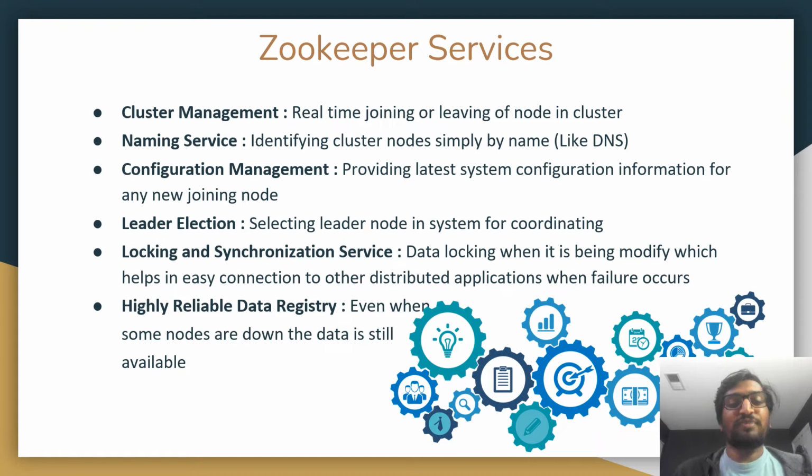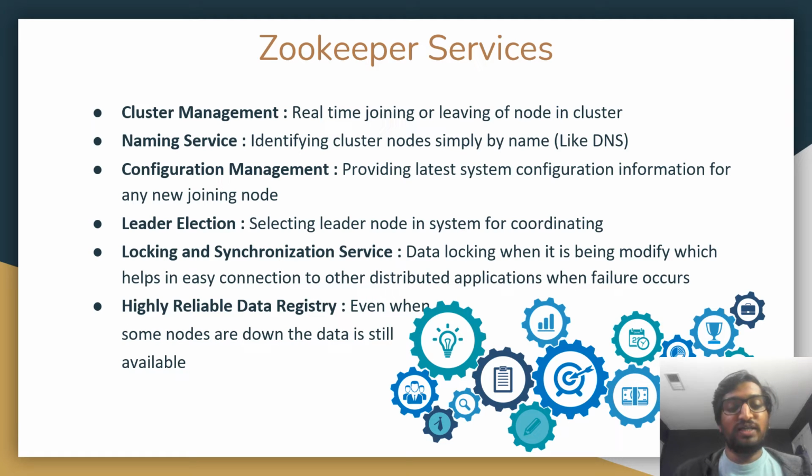The third is configuration management. It basically provides latest system related configuration information for any node who is joining the cluster. The fourth one is leader election. In this, a leader is elected among the cluster, which basically coordinates the system. The fifth one is locking and synchronization service. In this, the data is locked whenever it is being modified. It basically helps for easy connection to other distributed applications whenever the failure occurs.